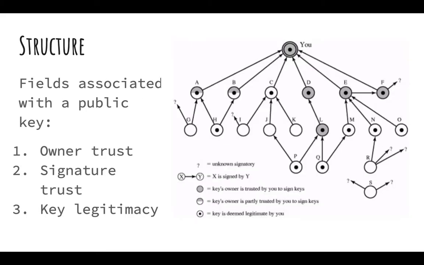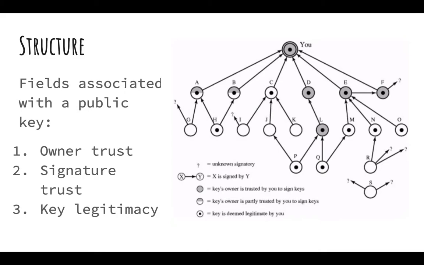Three fields are associated with each public key that a user stores. The first one is the owner trust field, where the owner of the keyring specifies the level of trust for this public key owner. As the users are allowed to sign other people's public keys, the owner may acquire other users' signatures for a single public key in the ring. And the signature trust field specifies the level of trust the owner gives to that signature. And we also have the key legitimacy field. Based on the signature trust fields associated with the public key, PGP calculates a key legitimacy value for that key.